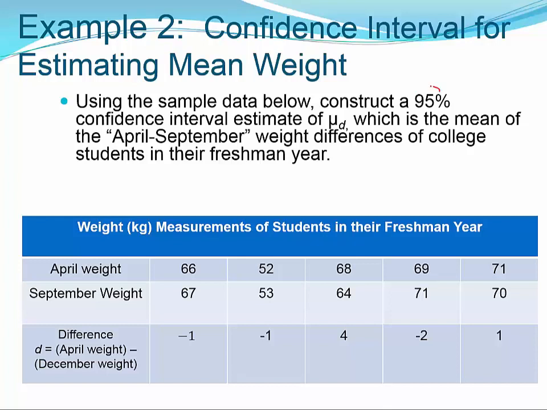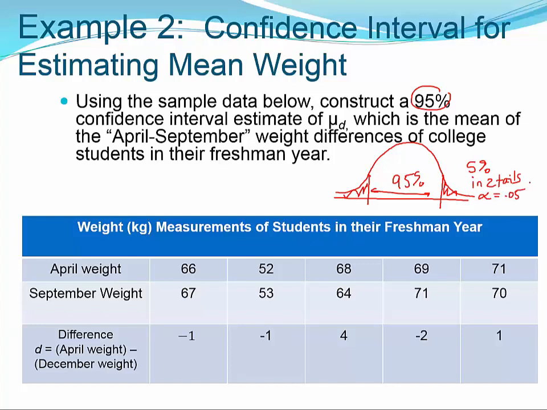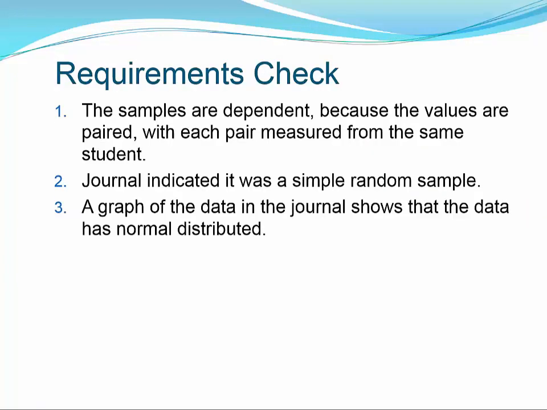Now when we have a 95% confidence interval estimate, remember that that's a situation where we have our critical values and we have 95% between them. So the area left in two tails is going to be the leftover area under the curve, which is going to be 5% in two tails. So alpha is 0.05 when we have a 95% confidence interval estimate. So we do satisfy the requirements for this test since we already determined that.